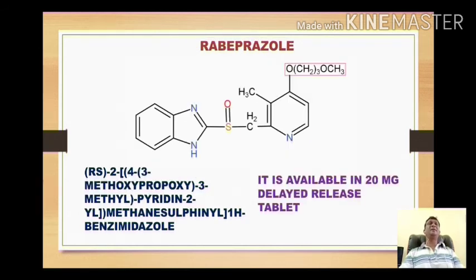The next drug is Rabeprazole. If we compare this structure with the previous proton pump inhibitors, we find that again, instead of the methoxy group, we have a propoxy group over here. That means the oxygen is attached to a 3-carbon chain, whose 3rd carbon is once again substituted by a methoxy group. So this is a very potent antacid drug.